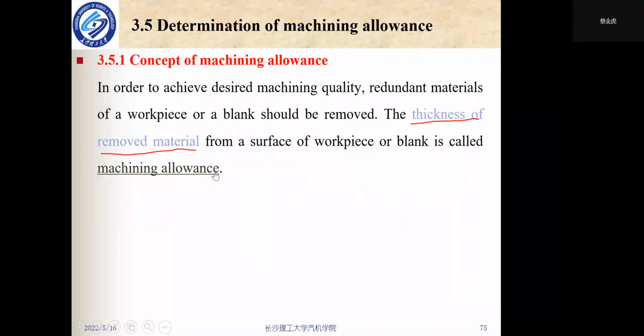So this is the definition, and we will see the machining allowance through a video.